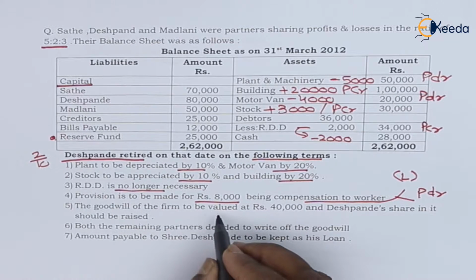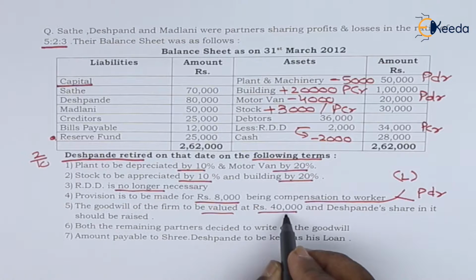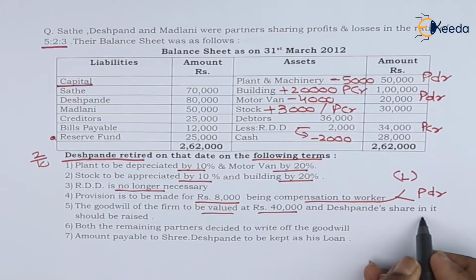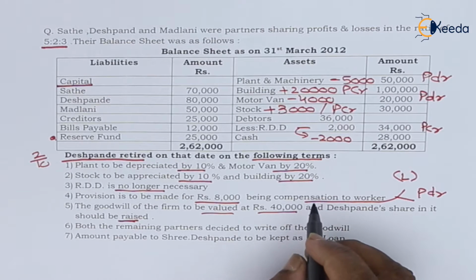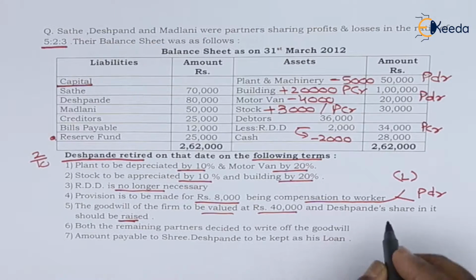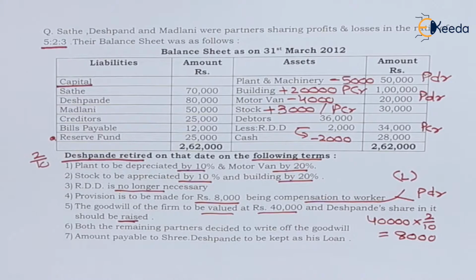The goodwill of the firm is to be valued at rupees 40,000. Means goodwill of the full firm is considered to be worth 40,000. Deshpande's share in it should be raised. So only the share of Deshpande is raised. So it is 40,000. Deshpande's share is 2/10. So Deshpande's share in goodwill comes to rupees 8,000. That is 40,000 multiplied by his share 2/10. That comes to 8,000.